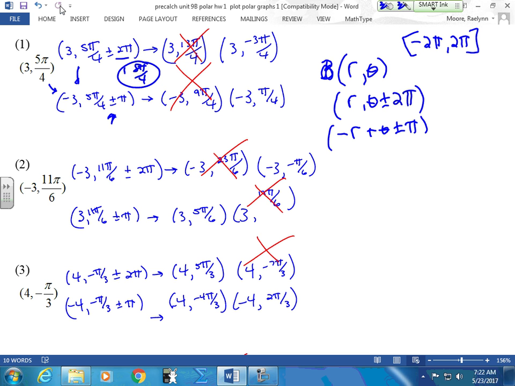And the last one, we have a negative angle. The negative angle just means that we go this way. But we do the same thing, same process, add and subtract 2 pi. Once we negate it, just add and subtract pi. Simple rule. Just remember that simple rule.